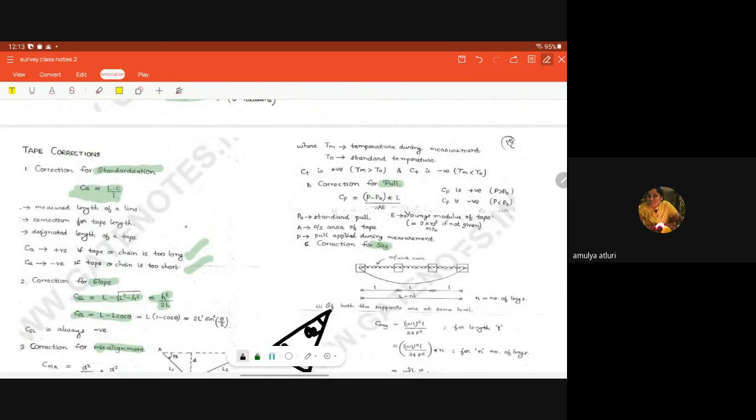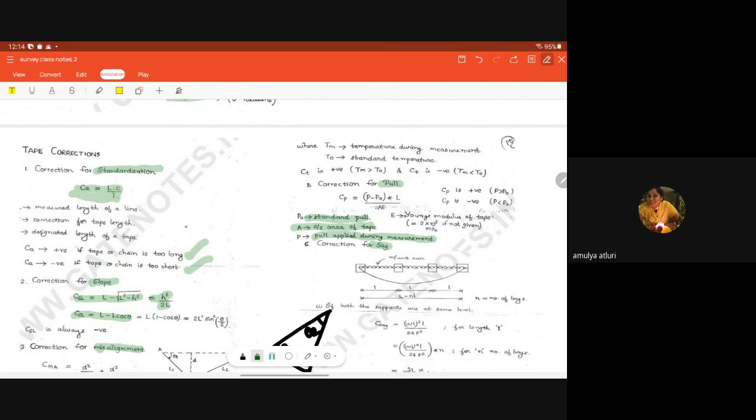Next, correction for pull. So correction for pull, CP is equal to P minus P naught by AE into L. Okay, so in that CP, P is the pull during measurement. P naught is nothing but the standard pull. A is the area of cross section of the tape. E is the modulus of elasticity of tape.